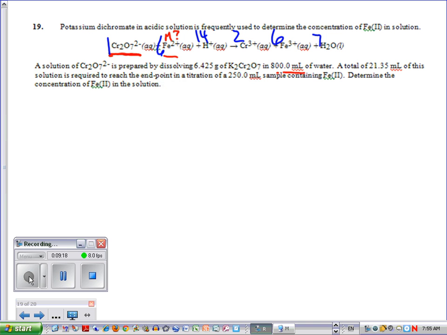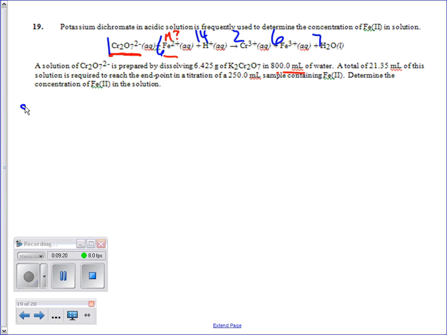Okay, so to begin the problem, the first thing I need to realize is that I'm making the stock solution. In the stock solution, I've got 800 mL, and I'm dissolving 6.425 of K2Cr2O7, potassium dichromate. My first step is I need to find the molarity of the stock solution. It's useless if I don't have the molarity.